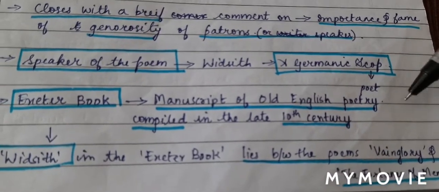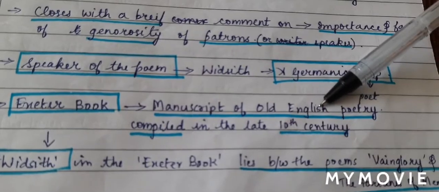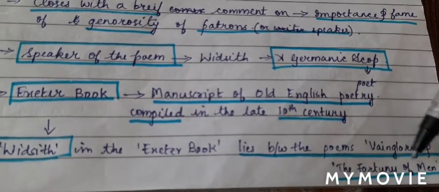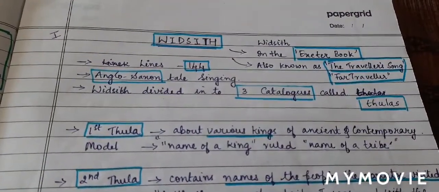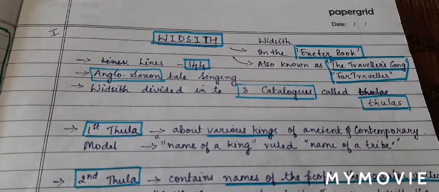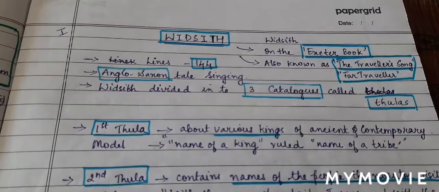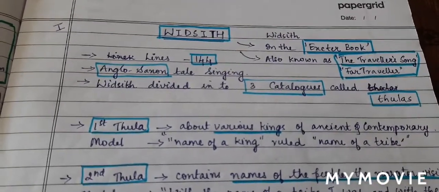So there will be two questions here. What is the Exeter book? And which poem lies in between Vainglory and the Fortunes of Men? Which is Widsith. Widsith has 144 lines and is commonly called the Anglo-Saxon tale singing. So it tells a story. That's why it is called the Anglo-Saxon tale singing.